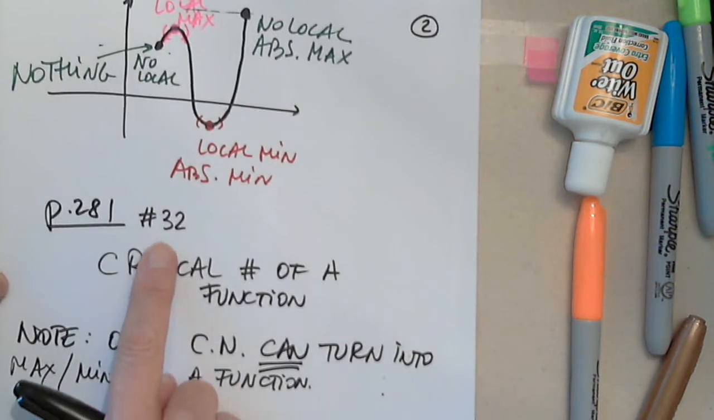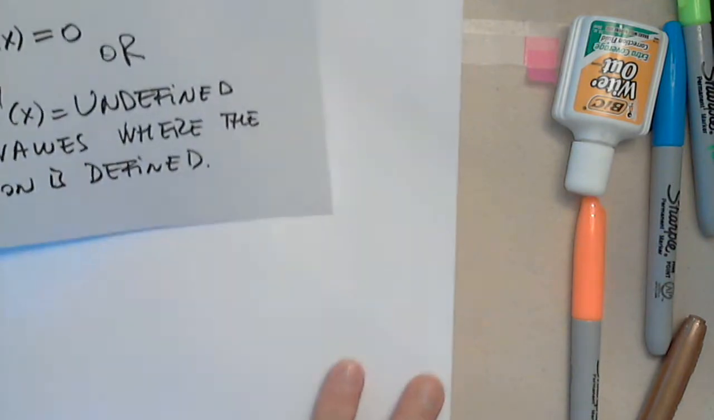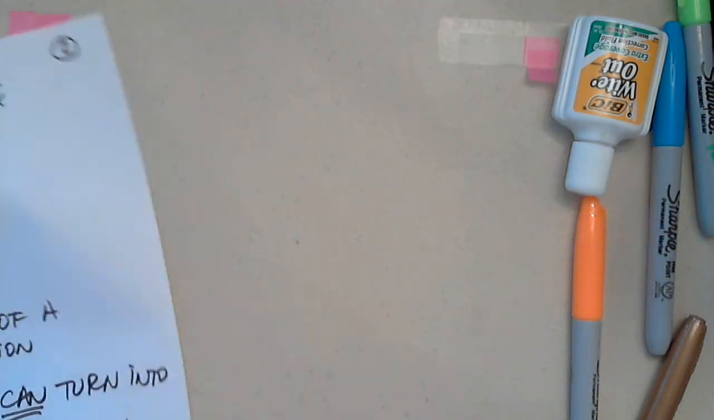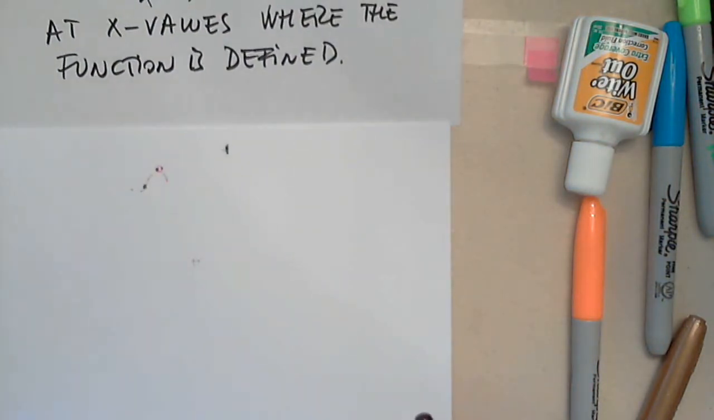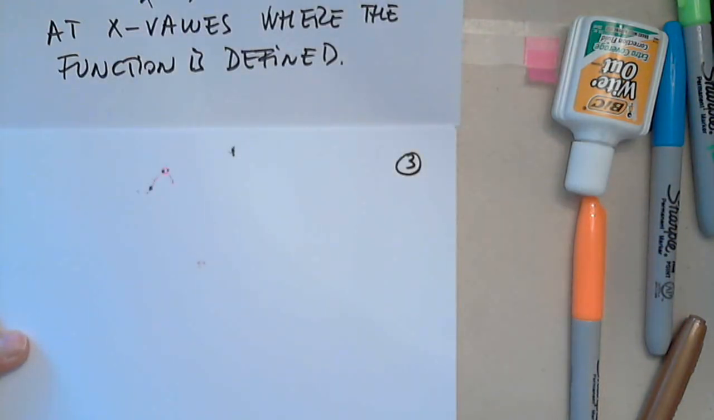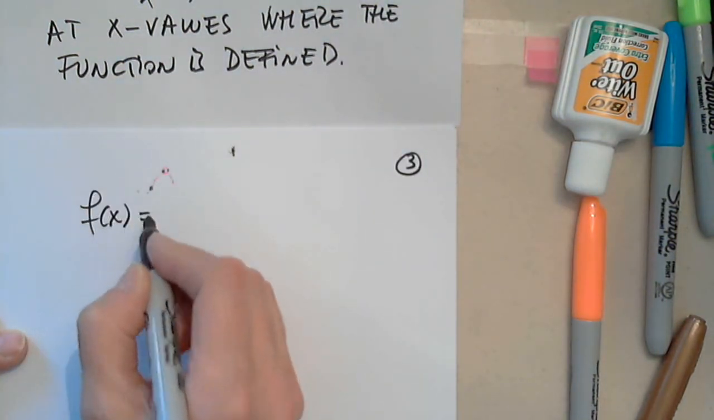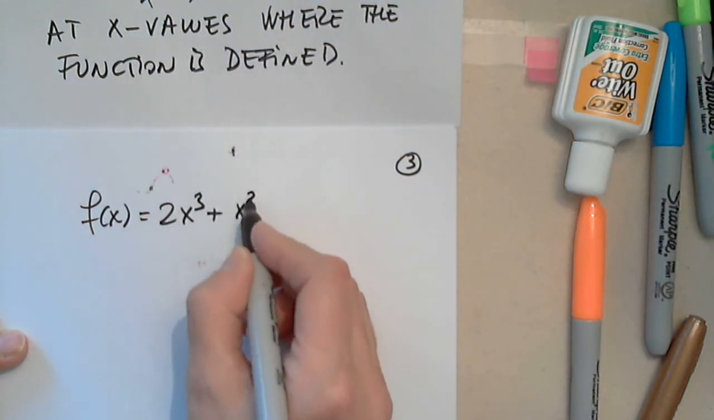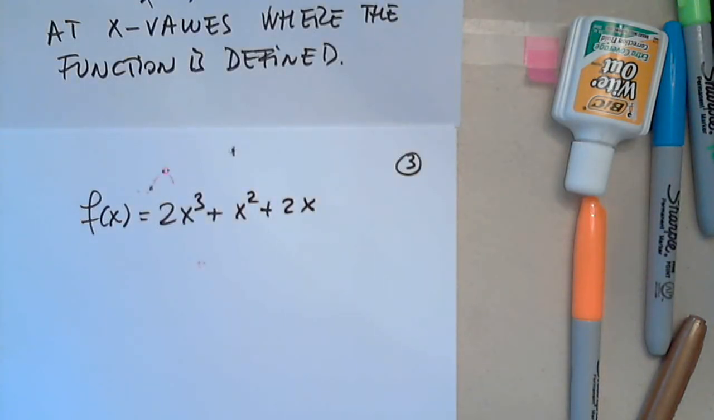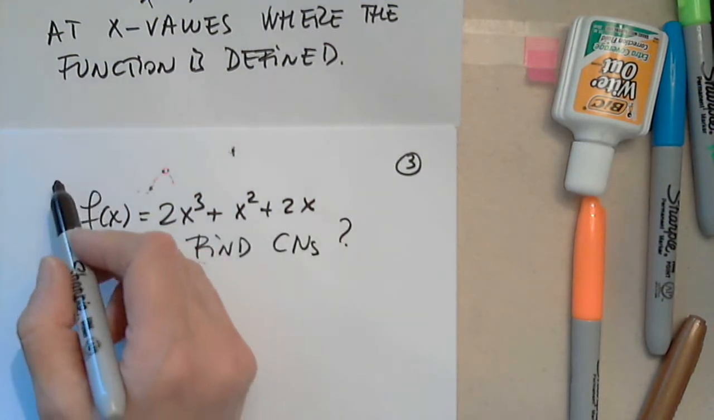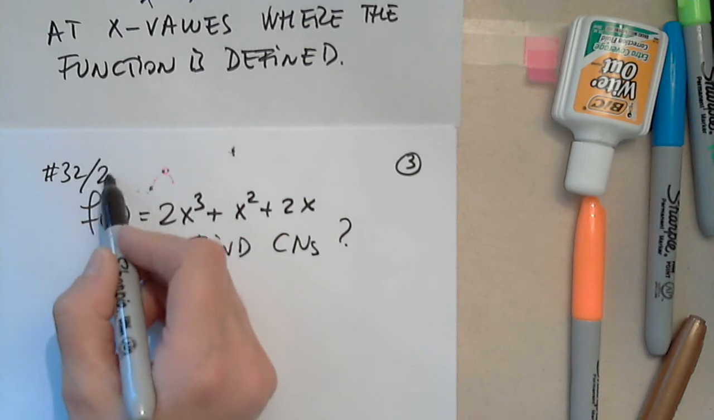So now I'm copying the function from problem 32, and let's see what we're asked to do. Well, obviously we're asked to find the critical numbers. So we are given f of x equals 2x cubed plus x squared plus 2x. Question again, find critical numbers. So this is 32 on page 281.